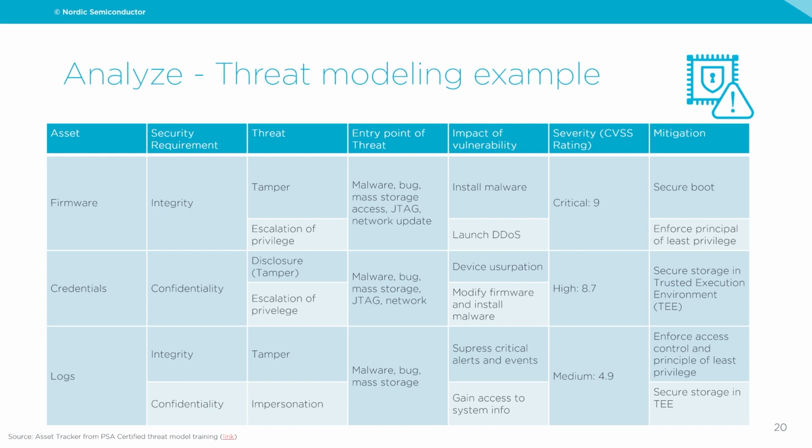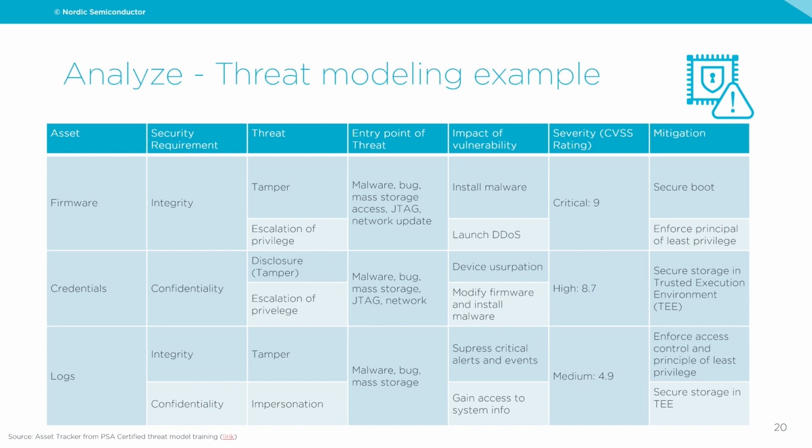We've also identified another threat, the escalation of privilege, with the same entry points as the tamper threat. The impact of that vulnerability would be to launch a distributed denial of service, or DDoS. The severity calculation for these is 9, so it's very close to the top of the scale. Then we have the mitigation. The mitigation against the tamper would be secure boot. This means that if someone is able to install malware, with secure boot that malware wouldn't run. They would be able to install it, but not to run it, so the device would not be compromised in that sense.